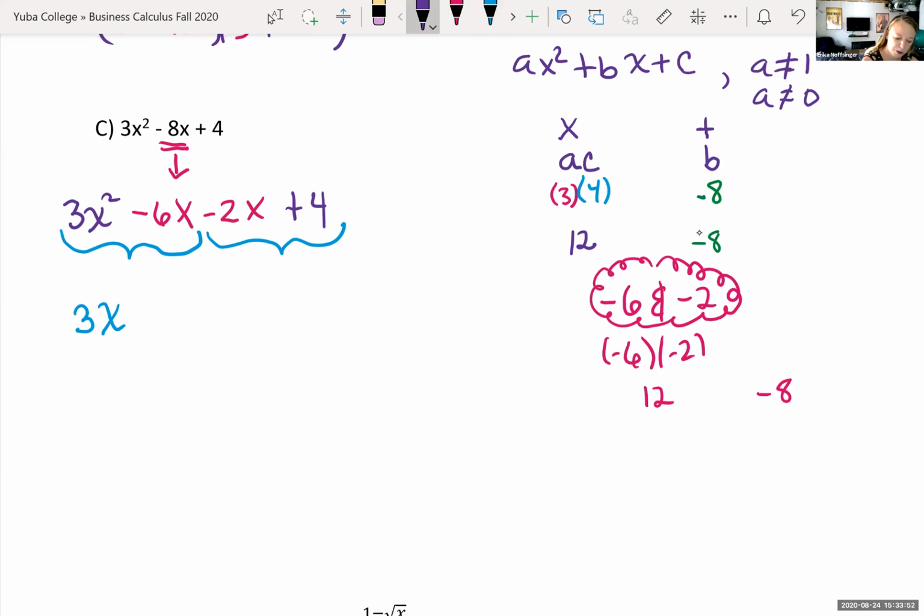And so if we pull out a 3x from the 3x squared, you'd be left with an x. If you pulled out a 3x from the negative 6x, you're left with a negative 2.